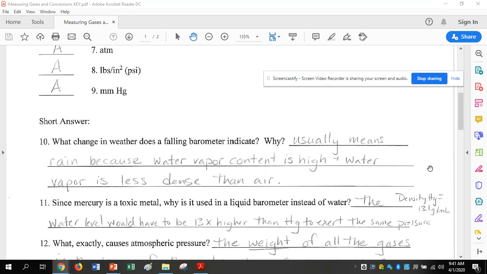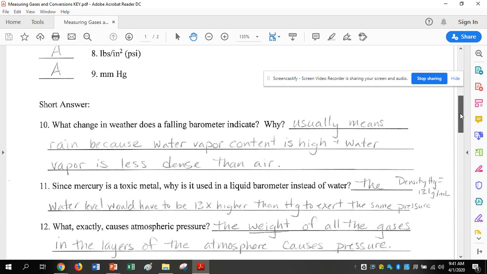Now, this question about toxic metal. So barometers have mercury, and that's because mercury is very dense. And that density is going to make the column a lot smaller than if it was filled with water. So the density of mercury is 13. The density of water is 1. So we're using mercury, so we only get a very small change in the height of the column. Okay, atmospheric pressure. You saw the one slide on the PowerPoint. It's the weight of all the gases. So if you think above your head, all those gases in the atmosphere, that is what causes pressure.